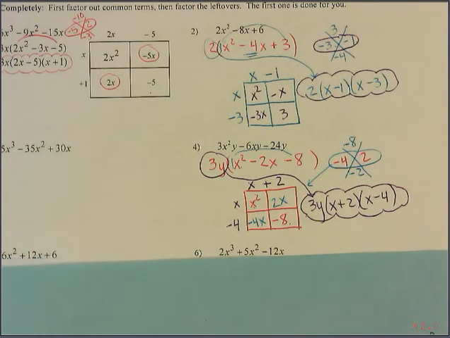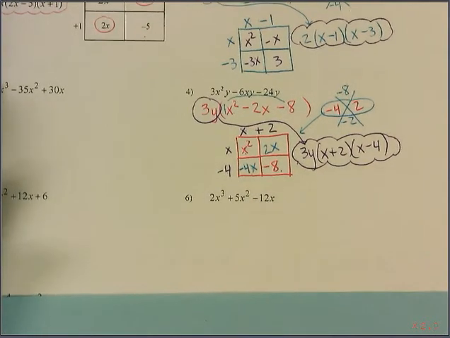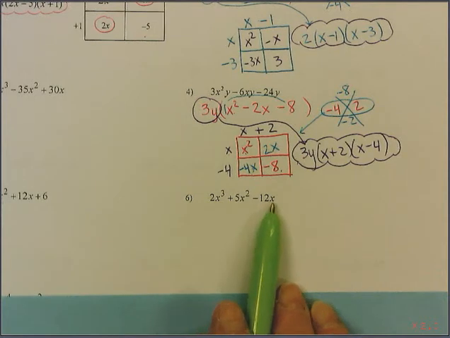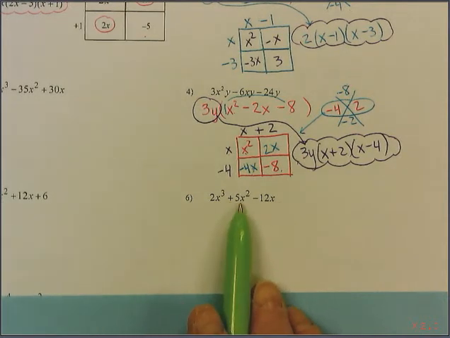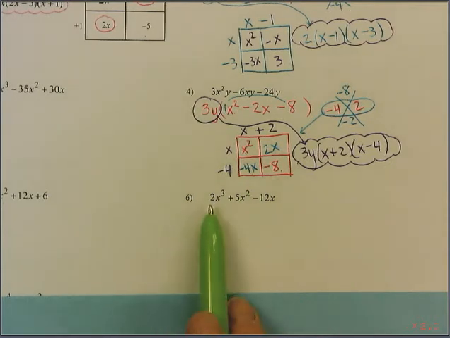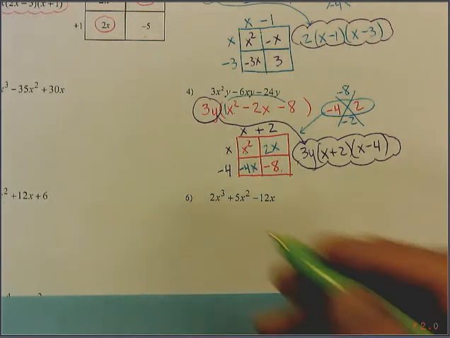Okay. So I'll do one more with you on this side. Number 6. So whenever you guys see an x cubed, I'll give you a hint. Look at every single term. They should have an x in them. So x should be your GCF. Notice x cubed, x squared, x. Ooh, they all have at least an x. Now notice 2, 5, and 12. I can't divide anything evenly into all of those. So the only GCF is an x.